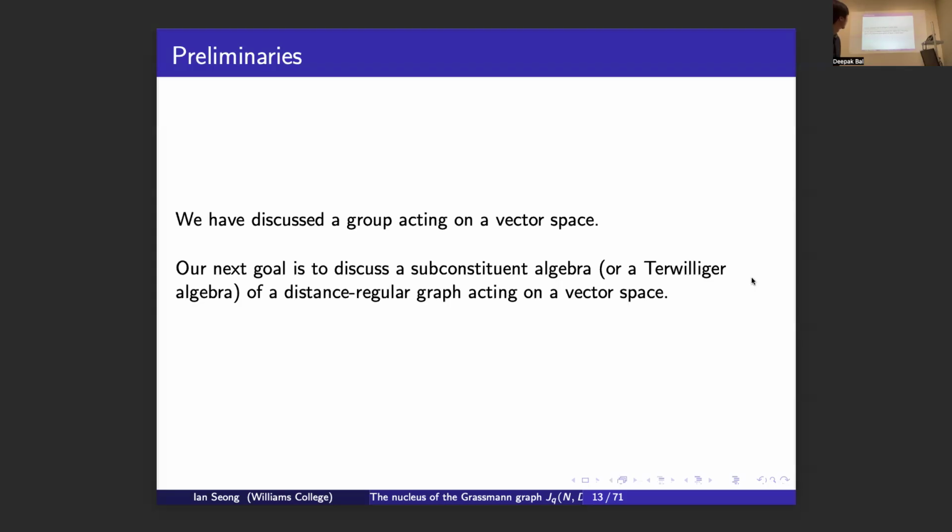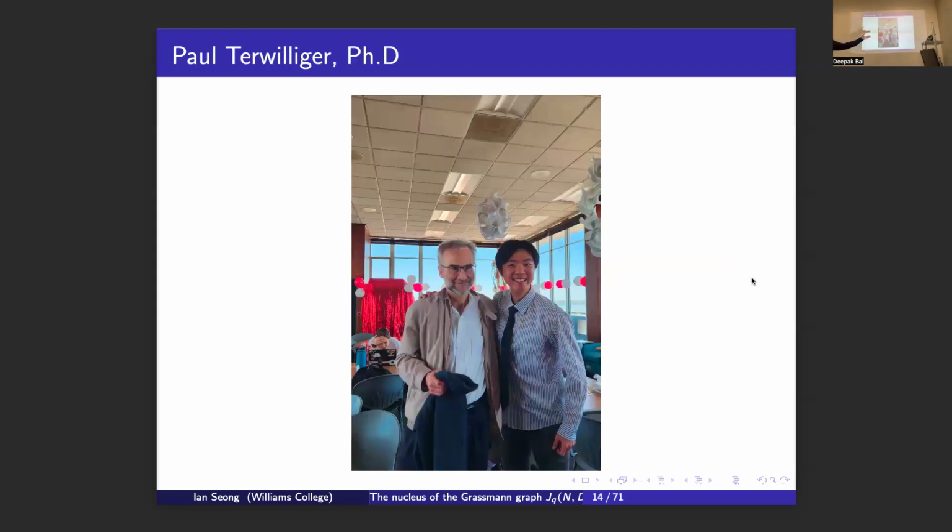Here is a quick photo of myself and my advisor, Paul Terwilliger. So the algebra is actually named after him. He recently turned 70, and we actually had a birthday conference for him in Slovenia. Unfortunately, I couldn't go because of political reasons, but let's not talk about that. But yes, the algebra is named after this guy.